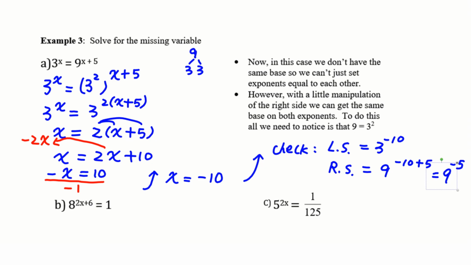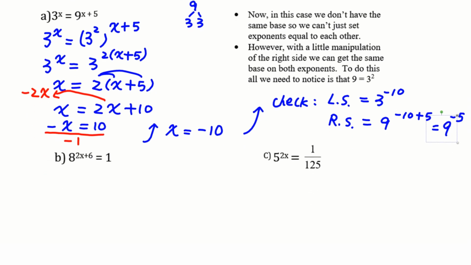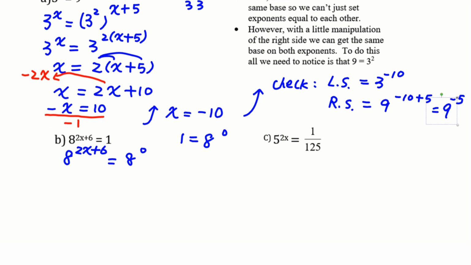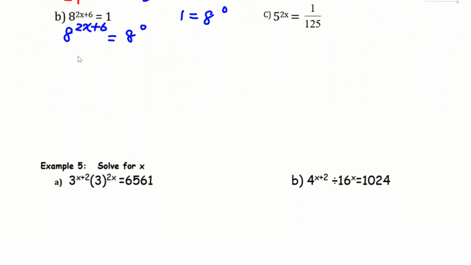And for the next one, you do not have the same base, but on the right side you have only one power without a variable. So you could use a log, or you could think of changing it to the same base. 1 equals any base to the exponent 0. So we could change 1 to 8 to the exponent 0. So you will have 8 to the exponent 2x plus 6 equals 8 to the exponent 0. Then 2x plus 6 equals 0.